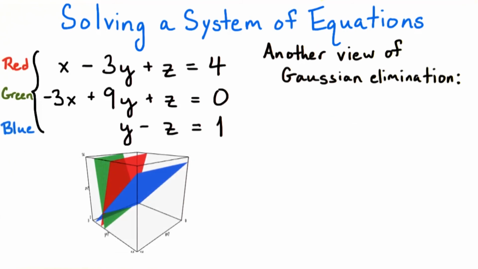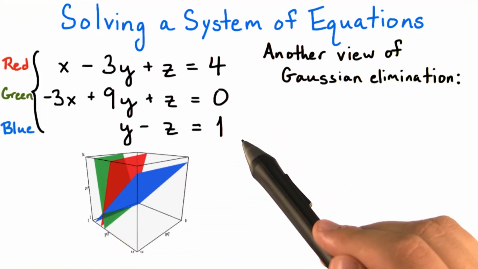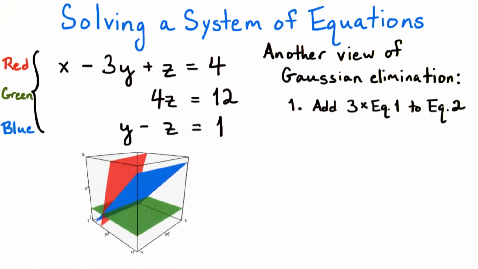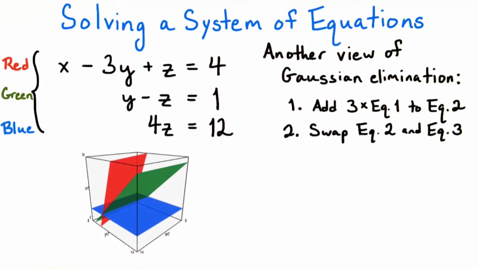I'd like to run through this set of operations one more time, but this time including a plot of the three planes that these equations represent. That way you can see visually what Gaussian elimination is doing. One thing to keep in mind is that the common intersection of the planes defined by these three equations should never change during the operations that we use. After the first operation, notice that the green plane has rotated along its intersection line with the red plane and is now entirely horizontal. The second operation, which swaps two equations, just changes the color of two of the planes.